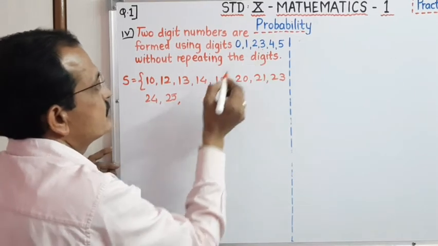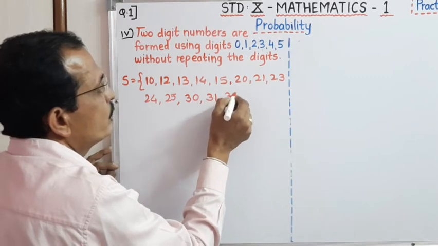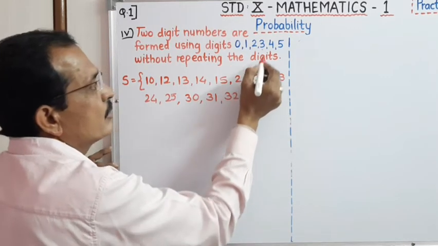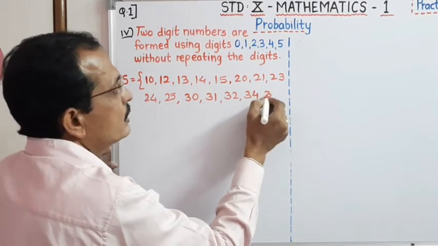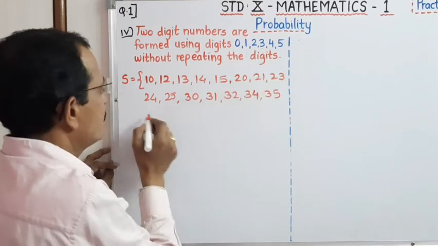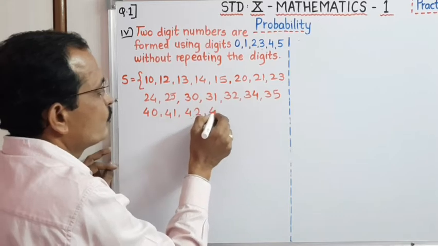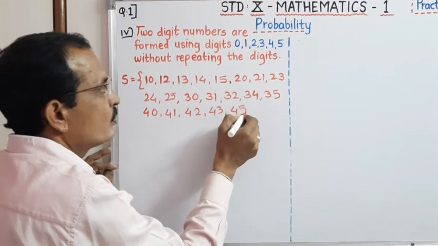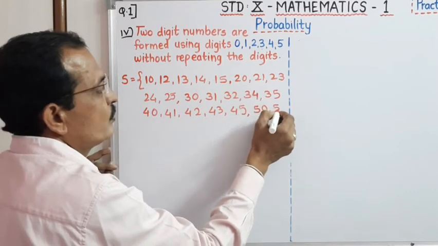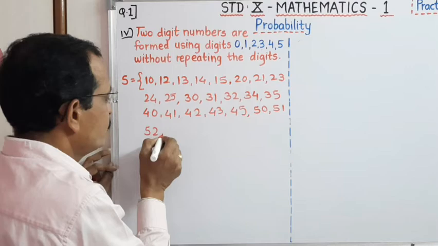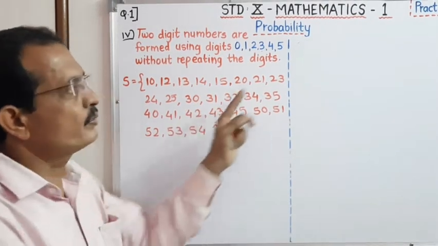Then start with this 3. 3 with 0, 30, 3 with 1, 3 with 2, 3 with 3 is there but we have to omit that. We have to write 34, then 35. Now we have to start with 4. 40, 41, 42, 43, 45. Then start with 5. 50, 51, 52, 53, 54. We did not have to write 55.